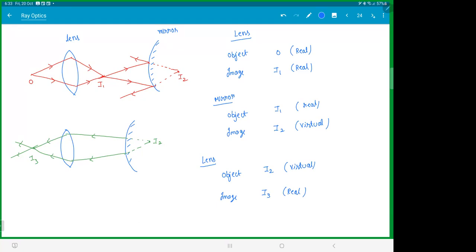So if I ask you, is I1 an object or an image? What should you ask me? Sir, who is looking at it, lens or mirror? The lens will say I1 is an image, the mirror will say I1 is an object. I hope everyone is getting the meaning of what is an image and what is an object. Object doesn't mean it should be real. The image of one system can be an object for the second system and so on. The whole concept of object and image depends on the observer, just like relative motion. So there's nothing like this is an image and this is an object.